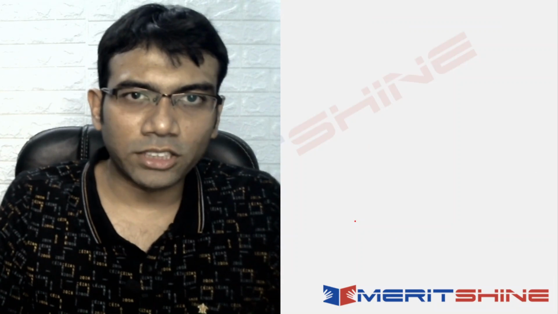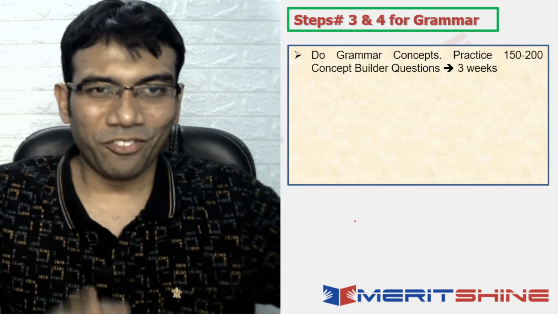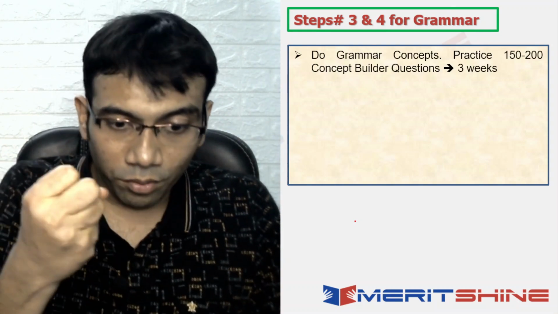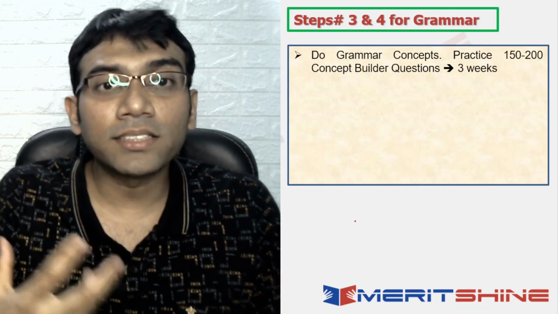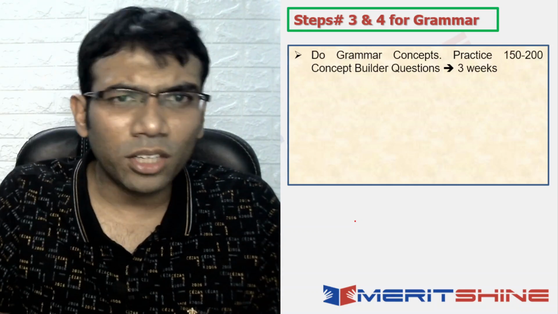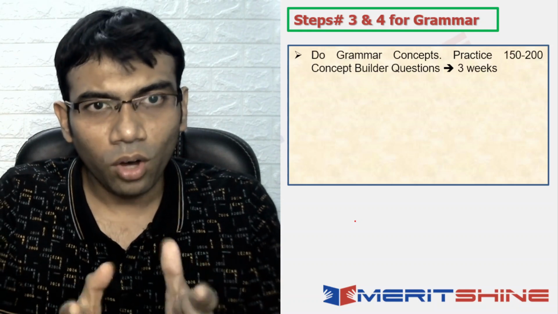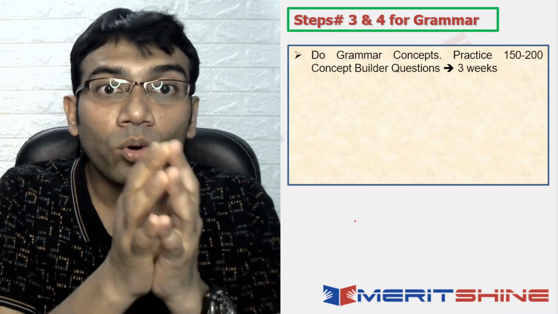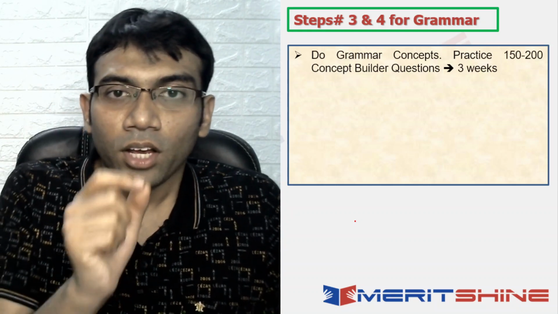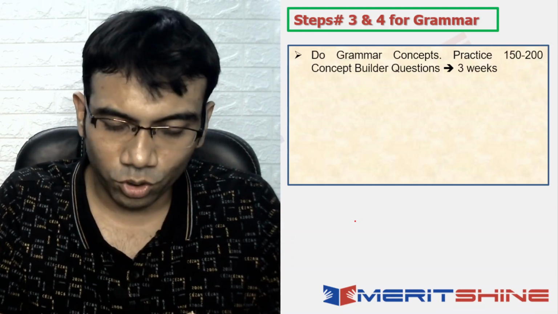Okay, chalo. Next, step 3 and 4 for grammar. Right. So first, doing grammar concepts, that is primarily important to know what are the things that can go wrong in grammar. You don't need to mug up all the rules of grammar. You do not need to mug up the grammar book. No, you just need to know what can go wrong in grammar, because that's from where the questions come. Practice 150 to 200 concept builder questions. This would take 3 weeks of yours.